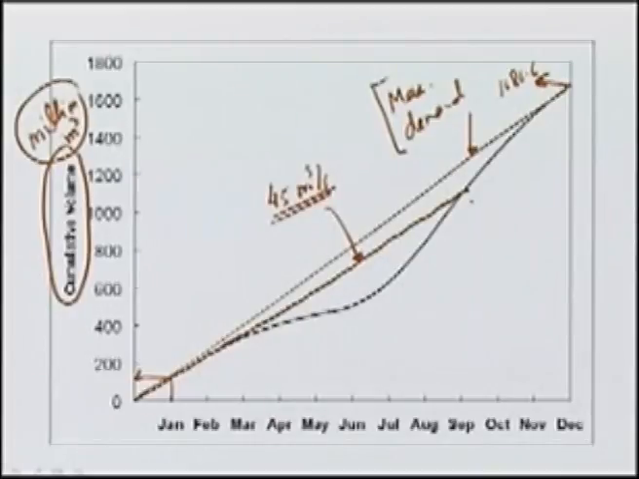This line will give us an idea about how much storage we would need for a demand of 45 meter cube per second. In this case, suppose this is the 45 meter cube per second line. We draw a line tangential to this curve and parallel to this, and then the difference between these two will give us the storage in terms of million meter cube.